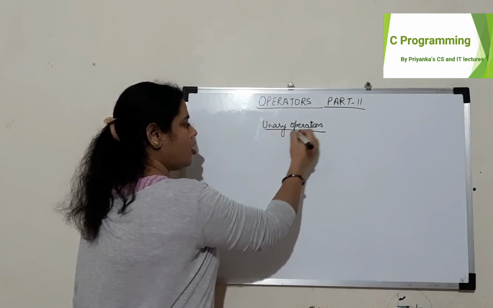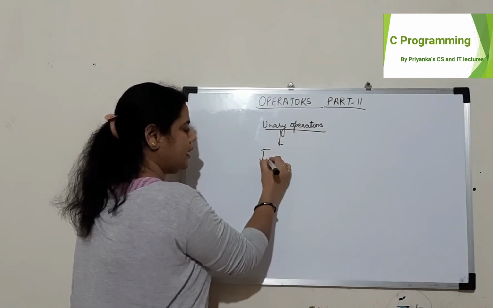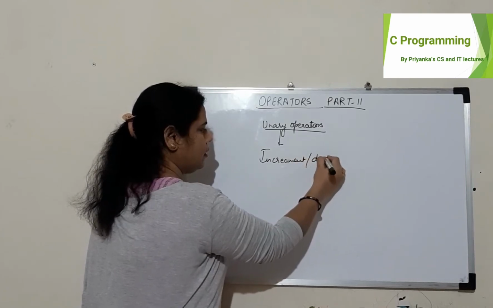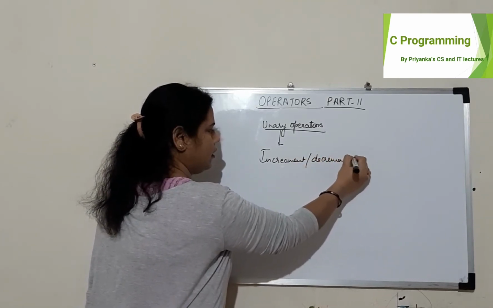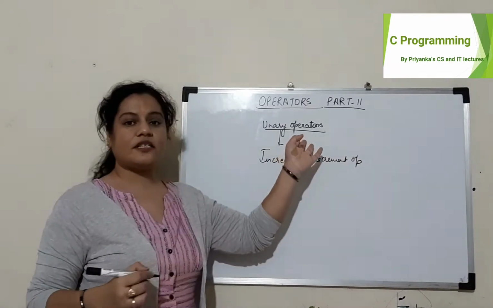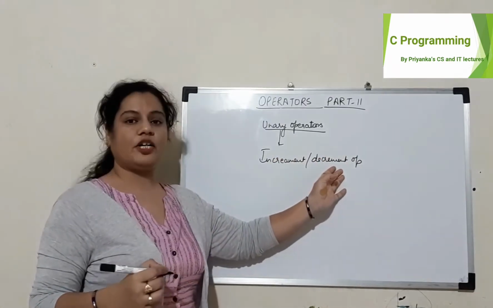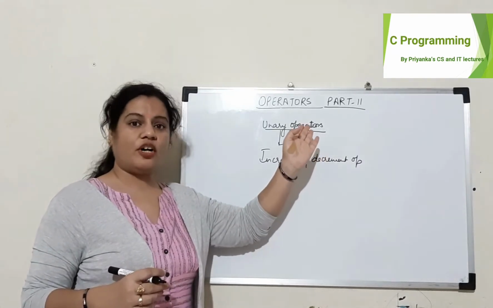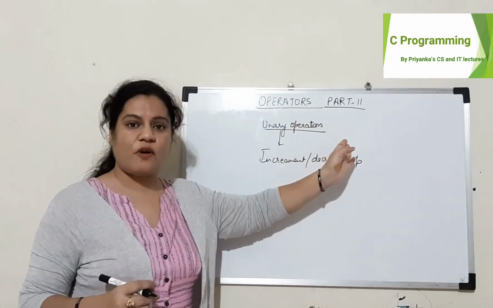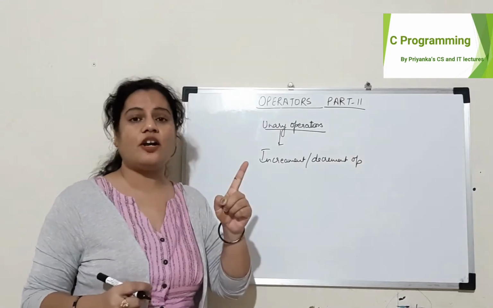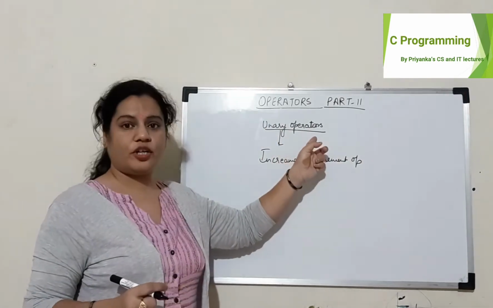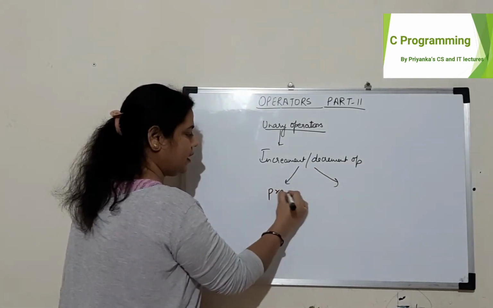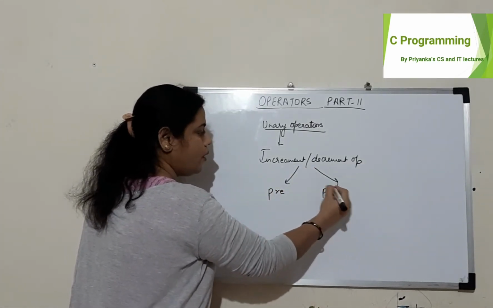Unary operators are also called increment and decrement operators. First of all, what is a unary operator? Any operator which is performing an operation on a single operand is called a unary operator. They are of two types. First is pre-increment/decrement, and second is post-increment/decrement.